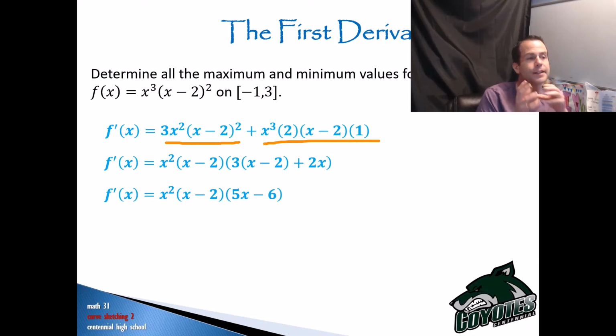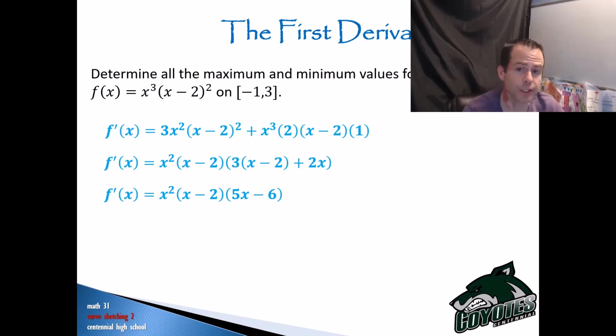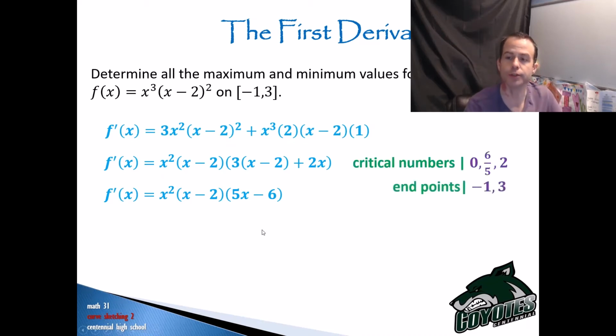Now, I need to think about the critical numbers. Well, the critical numbers are where the derivative equals 0 or the derivative doesn't exist. There is no opportunity in this particular function for the derivative not to exist. It exists on all values of the domain. But there are 3 opportunities for the derivative to be 0, and that would be at 0, at 2, and at 6 over 5. So my critical numbers are at 0, 6 over 5, and 2.